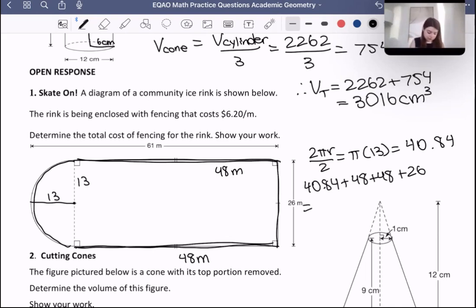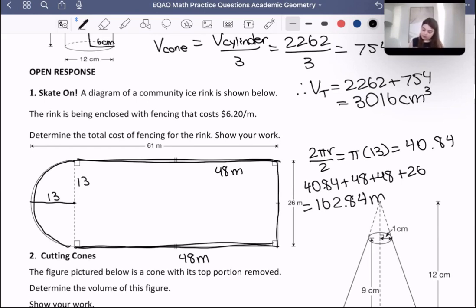So that's 40.84 plus 48 plus 48 plus 26, which is 162.84 meters. Now it says the rink costs $6.20 per meter.